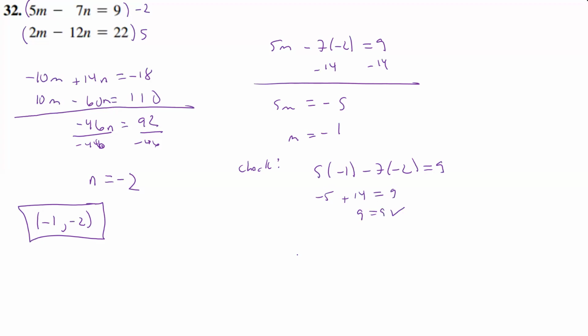So it works there. And 2 times m, which was again negative 1, minus 12 times a minus 2 equals 22. Well, that's a minus 2 plus 24 equals 22. Well, 24 minus 2 is 22. And so it checks. So that is our solution to this problem.